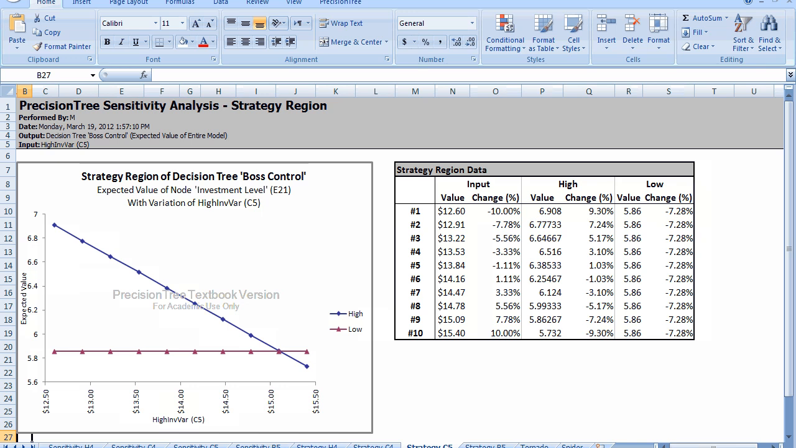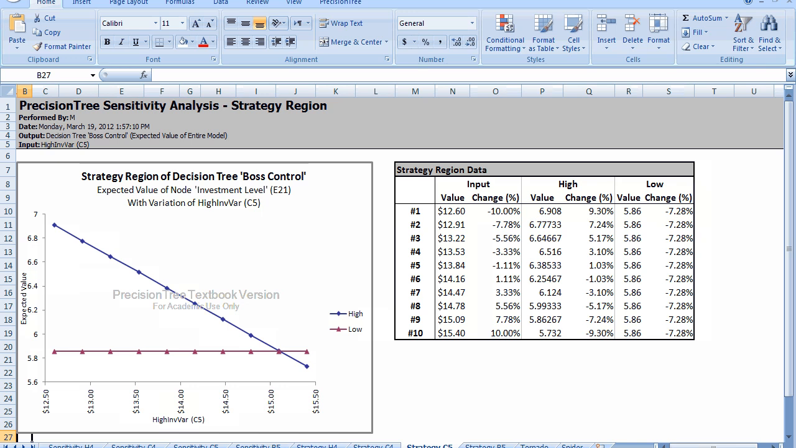Again, we're varying a parameter that is linked to the high investment decision. Therefore, it has a monotonically decreasing slope. That parameter is not at all linked to the low investment decision, and that's why the red line is parallel to the x-axis. Again, we have the strategy region data. The high investment column continuously changes as the input changes, going from 6.9 million down to 5.73 million. The low investment is not impacted.